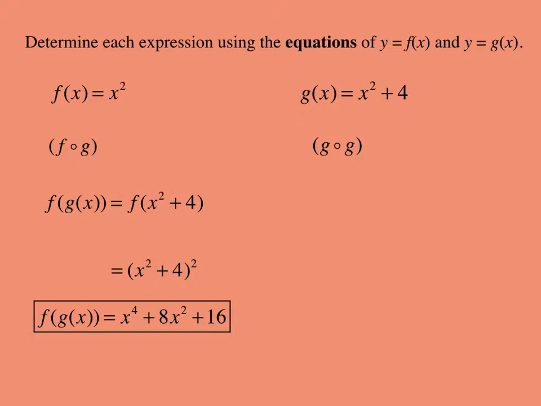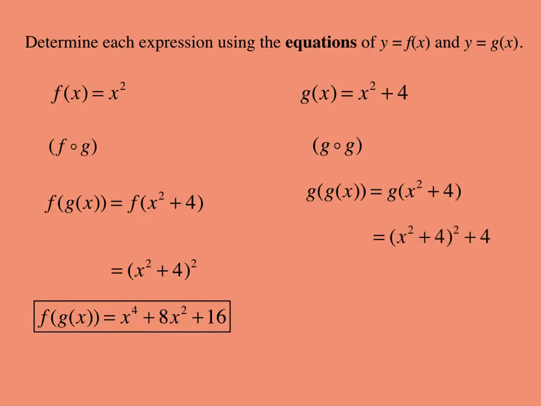Now we'll look at g of g. That's g of x, or g of x squared plus 4. X squared plus 4 is now my input, which is going to go in place of my x in the function g. So that's x squared plus 4 squared plus 4.